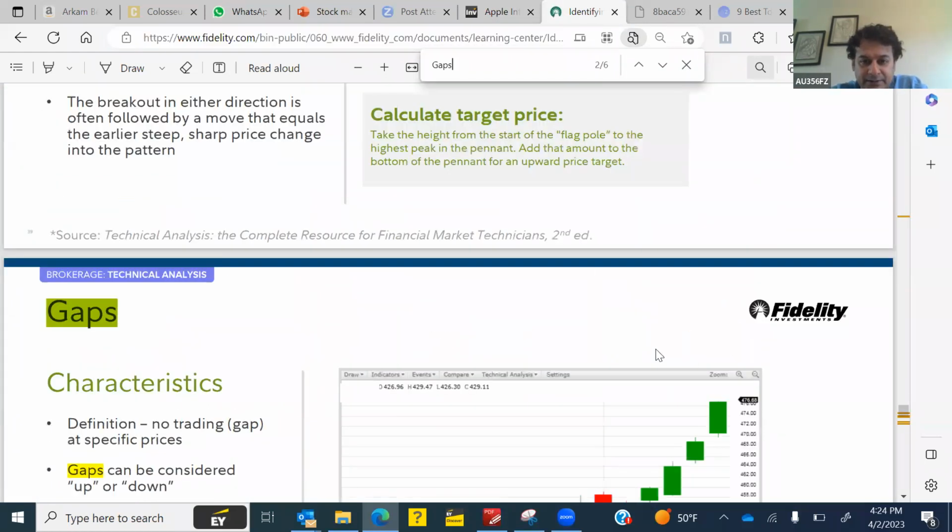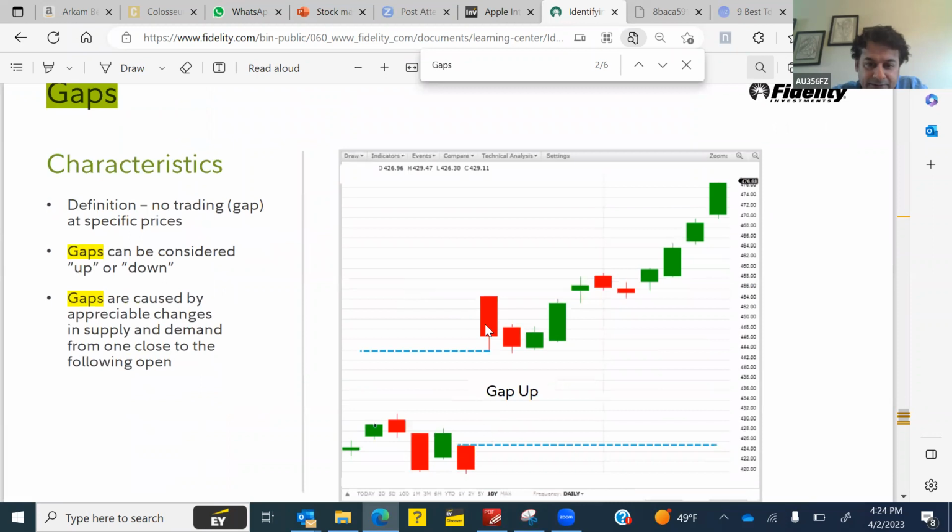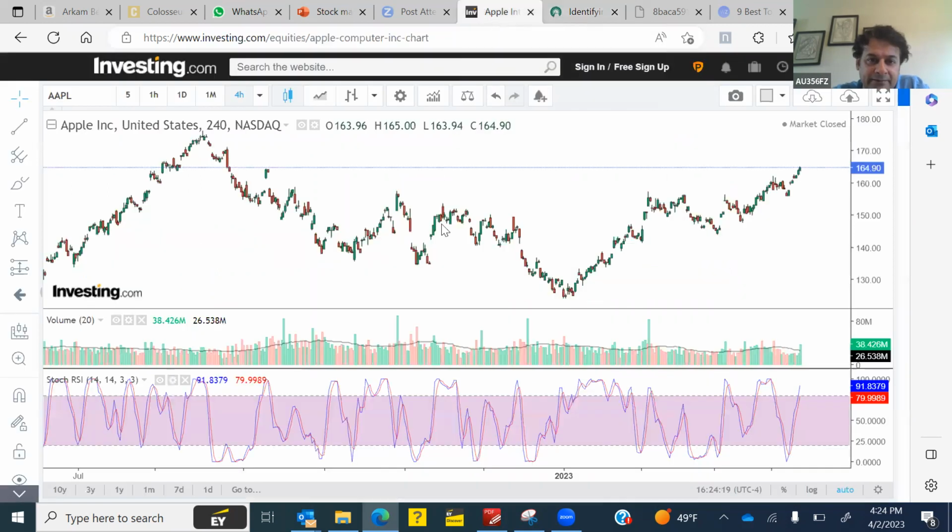Do you see this? Gaps. There is a whole slide on this. Do you see this? Supply demand changes. Yeah. So, and we've shared this file. You can go through this. But when I was looking at this, I observed a lot of these gaps.